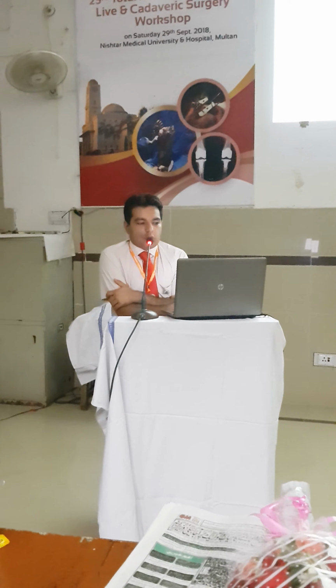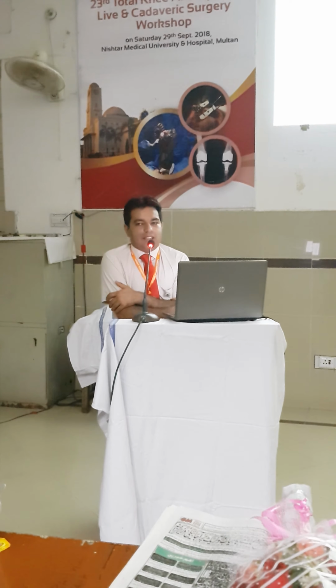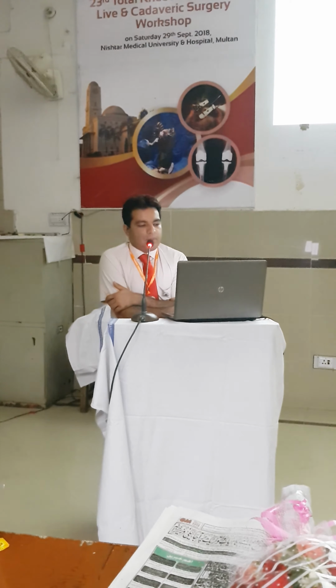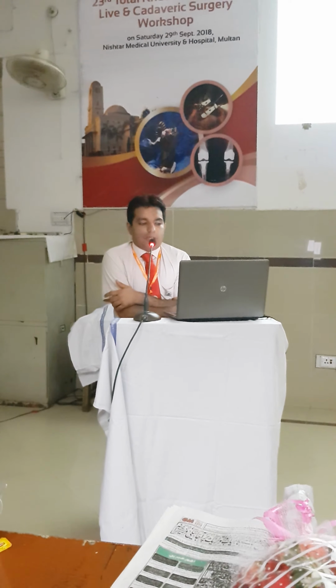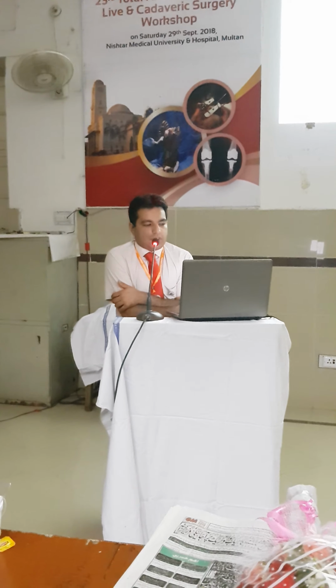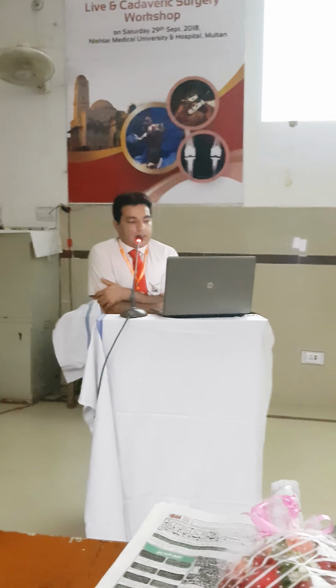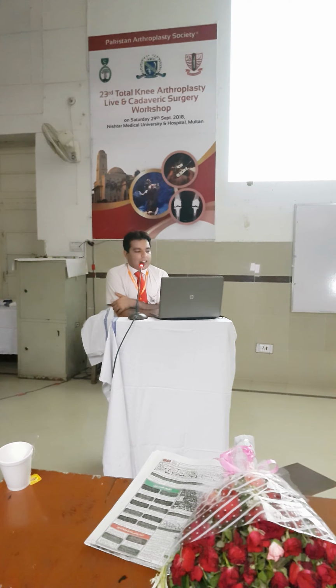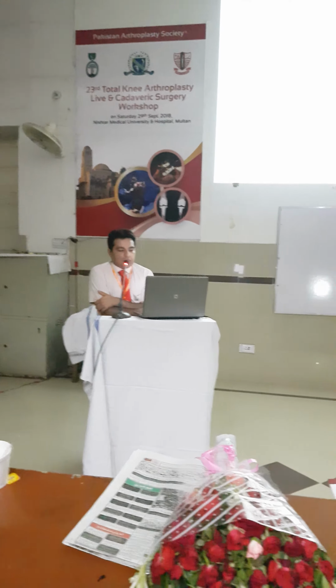The mechanical axis should be restored. For the restoration of mechanical axis, the femoral component should be in 5 to 7 degrees of external rotation. The tibial component should be perpendicular to the anatomical axis of tibia. One can also look for the joint space. The joint space medially as well as laterally should be uniformly distributed.